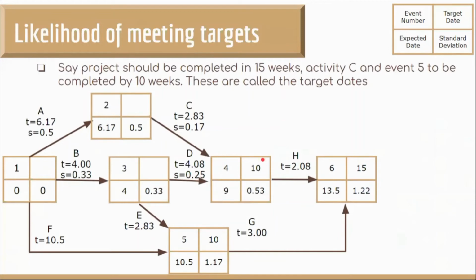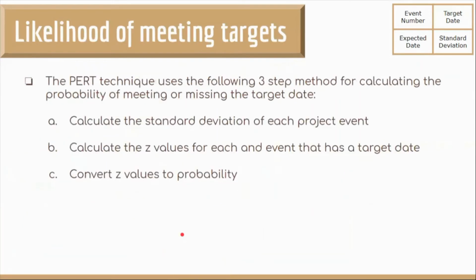And we say that event number 4 and event number 5 will be completed by 10 weeks. So what we are doing is we are basically setting a target date for event number 4 and event number 5. The PERT technique uses the following three-step method for calculating the probability of meeting or missing the target date.